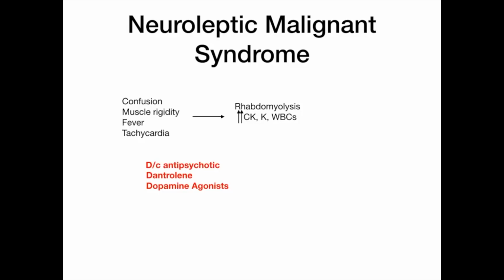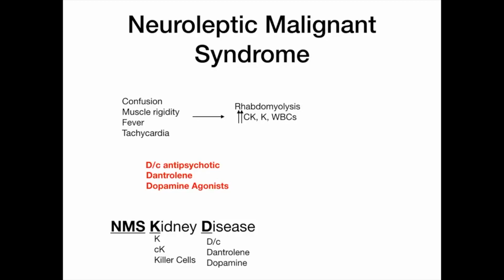That's it. The way that I remember this is I say NMS, kidney disease. So neuroleptic malignant syndrome, kidney disease. The NMS reminds me that we're talking about NMS. The K and the D remind me of 2 things. The K, that we're going to have increased levels of the 3 Ks. K for potassium, K in CK, and K for killer cells, aka white blood cells. The D reminds me of the 3 Ds, the 3 treatments. Discontinue, give dantrolene, and give dopamine. So that's neuroleptic malignant syndrome, and it is an extrapyramidal symptom, one of the EPS, but it is the super life-threatening acute condition that needs to be promptly identified and treated.